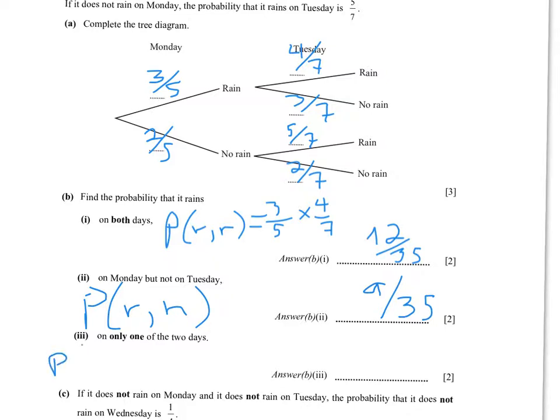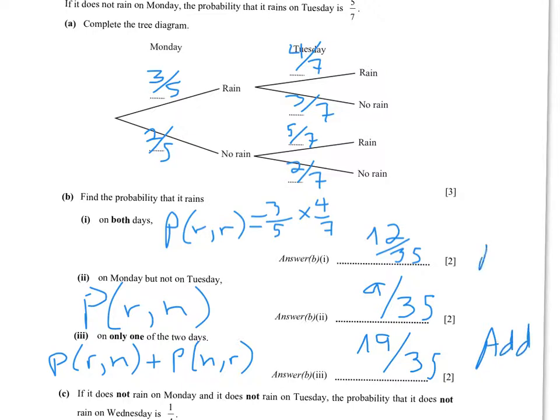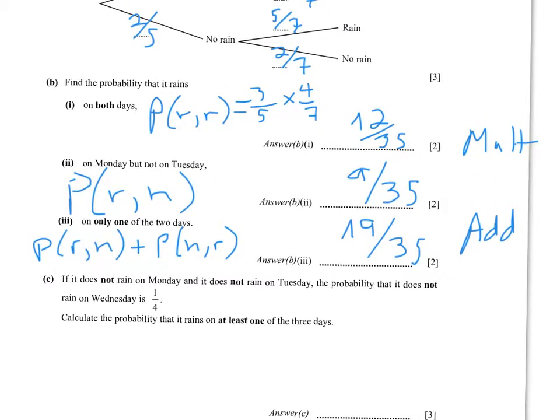I'm going to have to add the probability that it doesn't rain on Monday, but it does rain on Tuesday. That's NR. So the OR word means add. Okay, so I got R-N, let's do NR. That's down on Monday and up on Tuesday. That's 10 over 35. Add 10 over 35 plus 9 over 35, and I get my answer, 19 over 35. So this means add, and up above there means multiply probabilities.